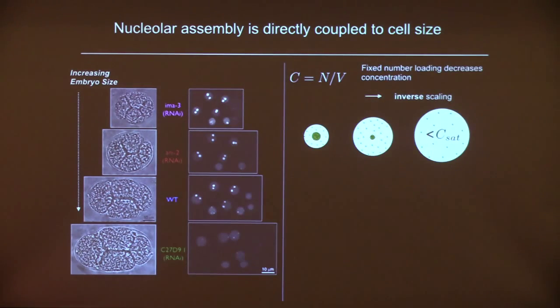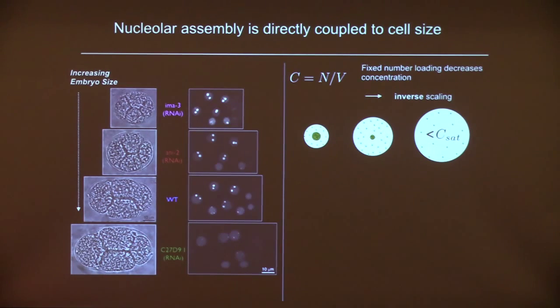But we think that the reason for this is that this embryo is loaded. We've shown this. It's loaded with a set number of molecules. And if you load the embryo with a set number of molecules and you make the embryo bigger, then, if concentration equals number over volume, then the concentration has to go down. And so as you do this, the concentration is going down.